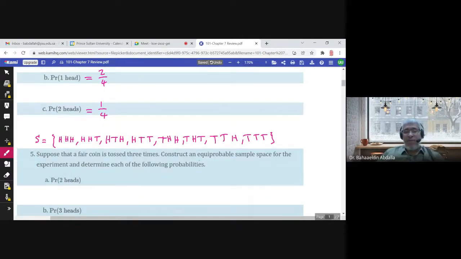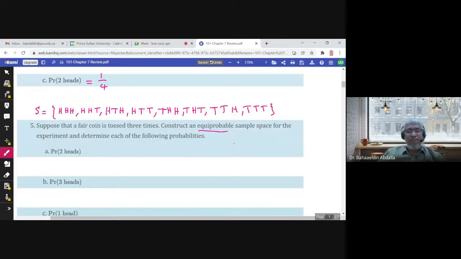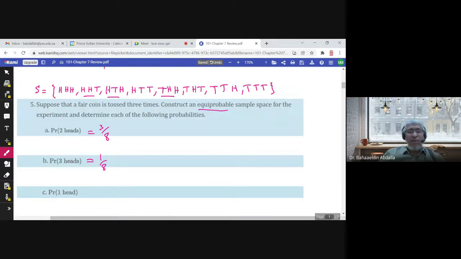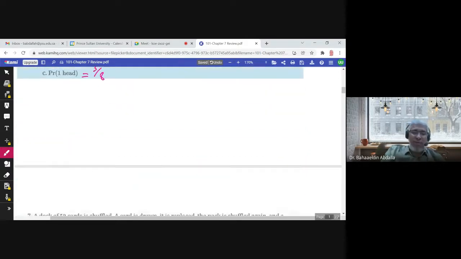So there are 8 possibilities, equiprobable sample space. So the probability of each one of these outcomes is 1 over 8. 2 heads. Count how many 2 heads are there. 1, 2, 3. So 3 over 8. 3 heads, there is only one possibility. 1 head, well, 1 head means 2 tails. So there are 3 possibilities also. So these are the required probabilities.